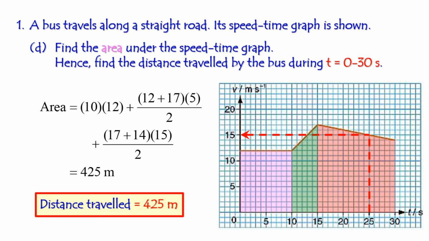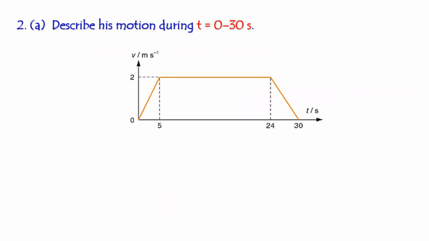That's question 1. And for question 2, Thomas is cycling, and this is the speed time graph of his motion. So can you describe his motion during the time from 0 to 30 seconds? That means the motion of the whole journey. So how many parts will you divide the motion into? Yeah, it should be divided into 3 parts.